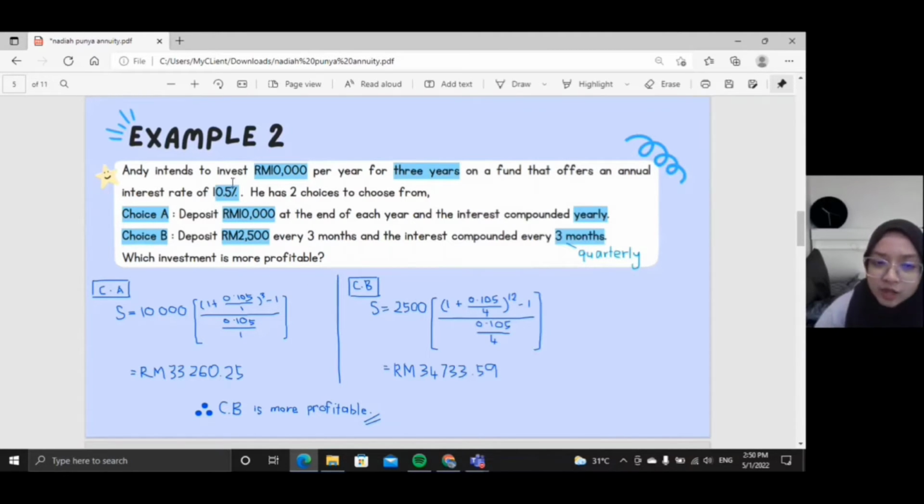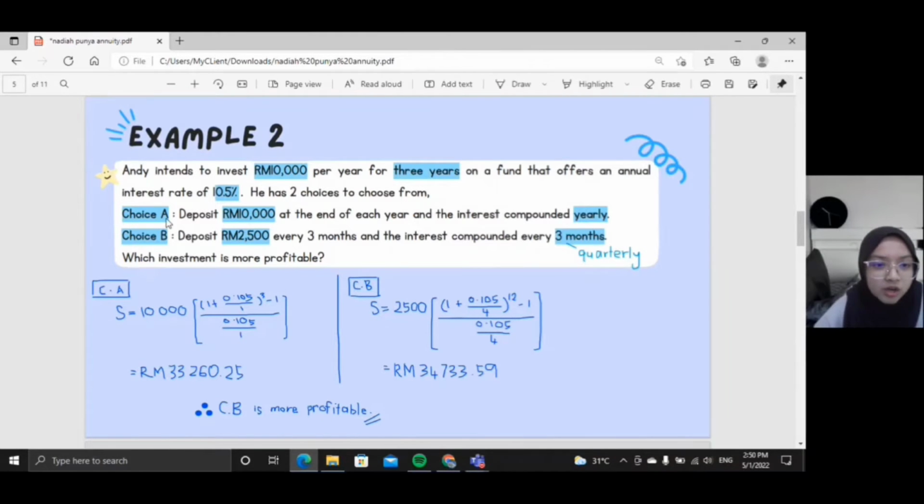Okay, you need to understand the question. If the question states every 3 months, or compounded every 3 months, it's quarterly. Okay, it's compounded quarterly. So we will answer it one by one.